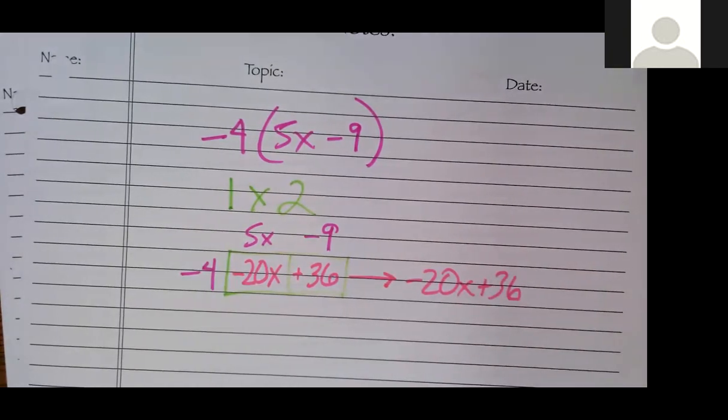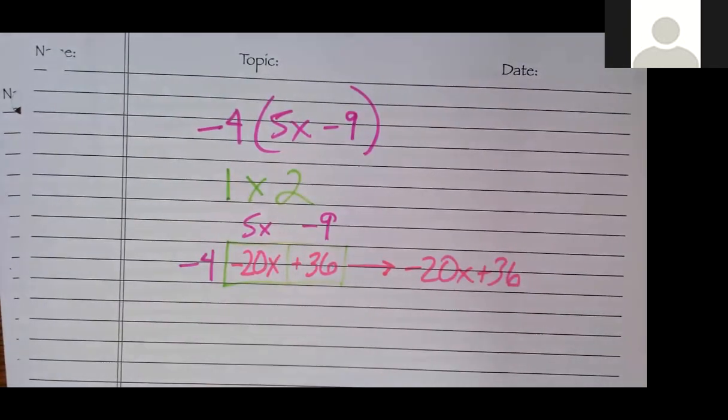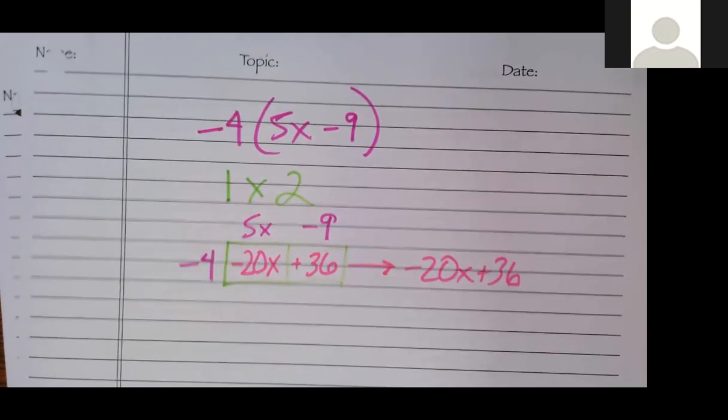So the curveball for that one is that you had a negative number on the outside. Totally simple. You can get through it. Just remember your negatives and your positives when you multiply.